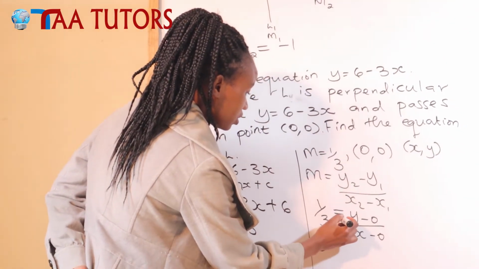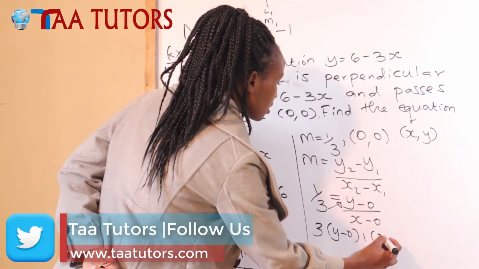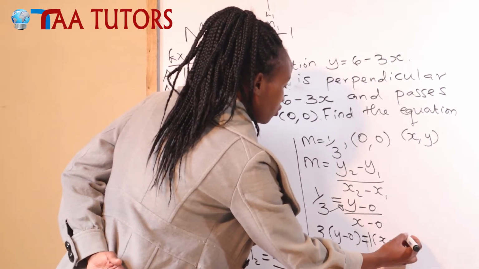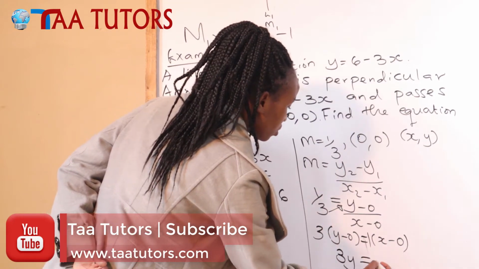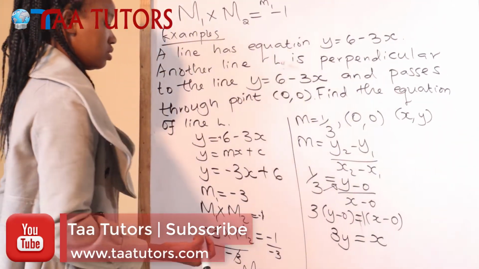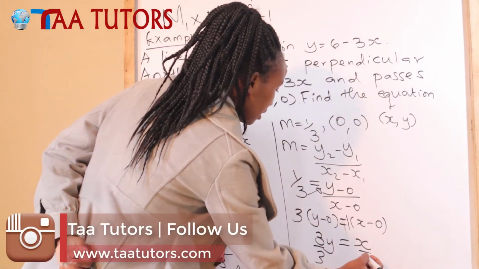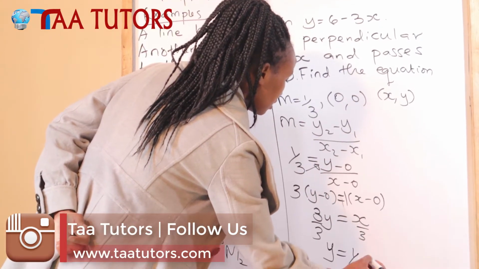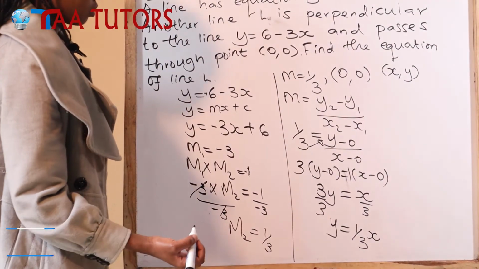This 3 multiplies y minus 0, while 1 multiplies x minus 0, equals 1 into x minus 0. So 3 times y is 3y equals x. So we divide everything by 3. Our equation of the line is what? y equals a third x. That's the equation of our straight line. y equals a third x.